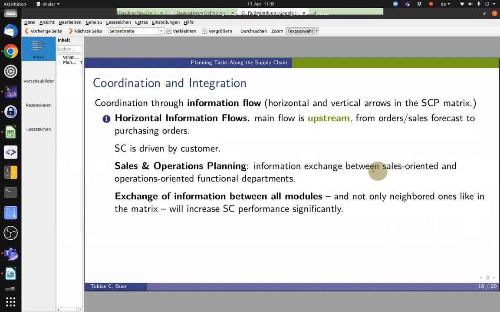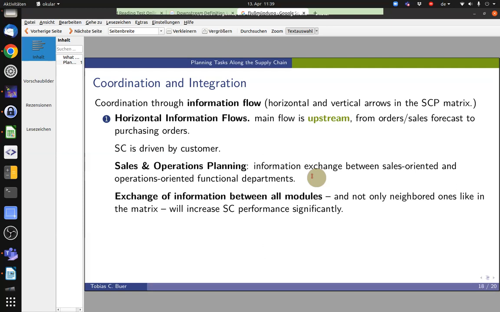This is an information exchange between the sales-oriented people, for example, from the marketing department and sales department, and the operations-oriented functional departments who take care of producing the products. So the sales people can say, okay, we have a big advertisement coming up, or we give discounts on a certain product, so make sure that you produce enough of this product.